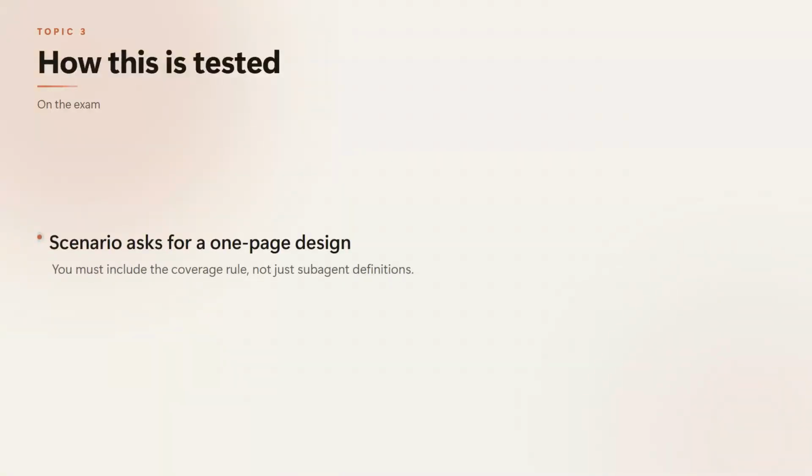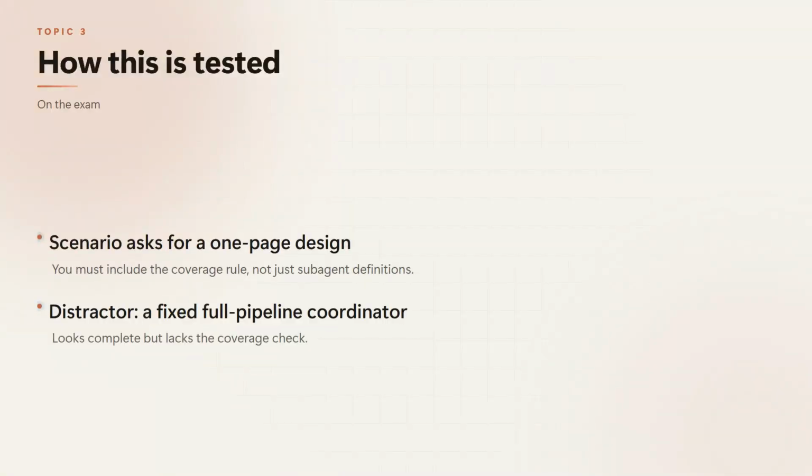This is tested by giving you a scenario and asking for a one-page design. The distractor that catches people is the fixed full pipeline coordinator. It looks complete because it defines excellent subagents and a clear handoff order, but it lacks the coverage check. The exam wants to see that you constrain the coordinator to verify domains, not just to produce subtasks. This part is testcraft. Know that the absence of a coverage rule is the tell for the wrong answer.